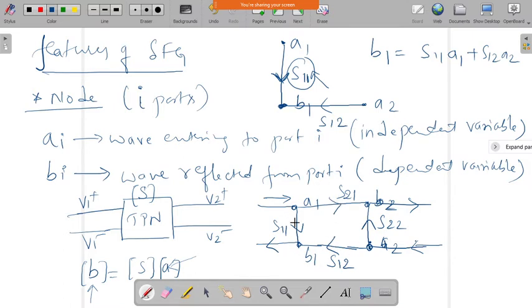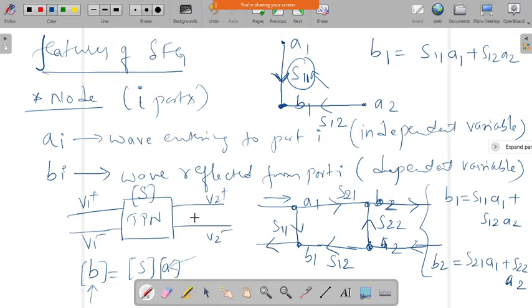Now similarly, if I write it for this one, B1 is equal to S11 from A1 flowing and S12 from A2 flowing. And similarly for B2, S21 from A1 flowing and S22 from A2 flowing. So that is S21 A1 plus S22 A2. This is the signal flow representation for the two-port network.